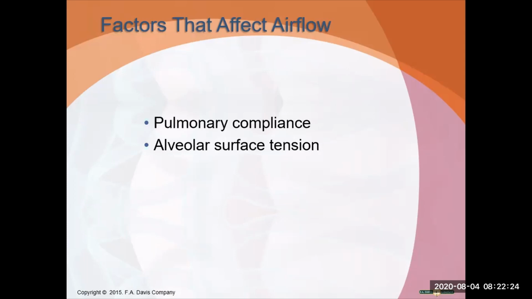To avoid this problem, alveolar cells secrete surfactant, a lipoprotein that disrupts the electrical attraction between the water molecules, and this lowers the surface tension and prevents alveolar collapse. That's a very good explanation of that.